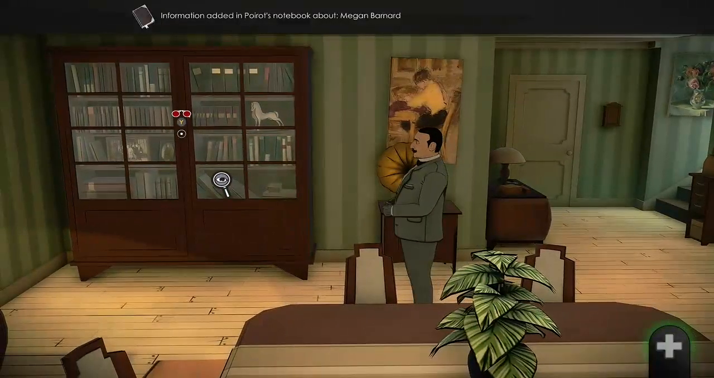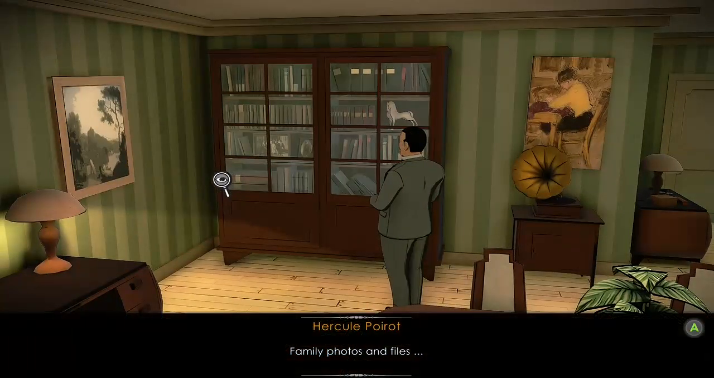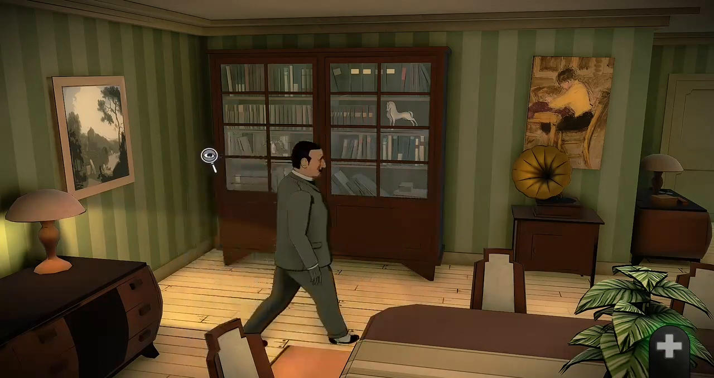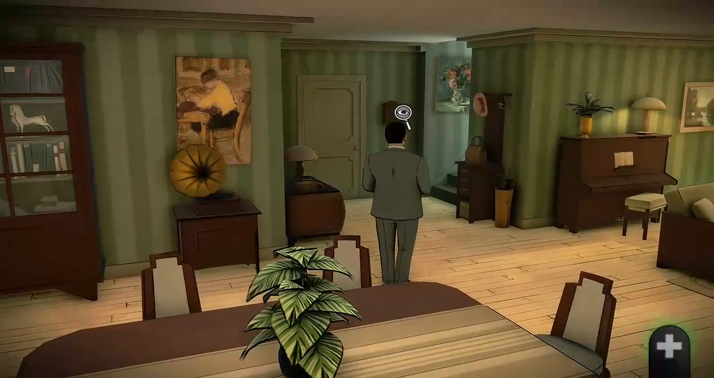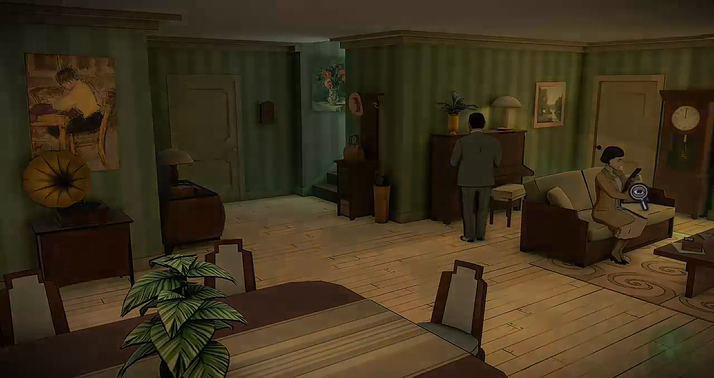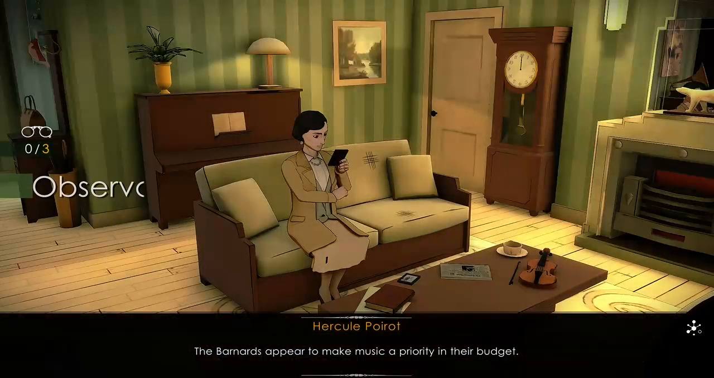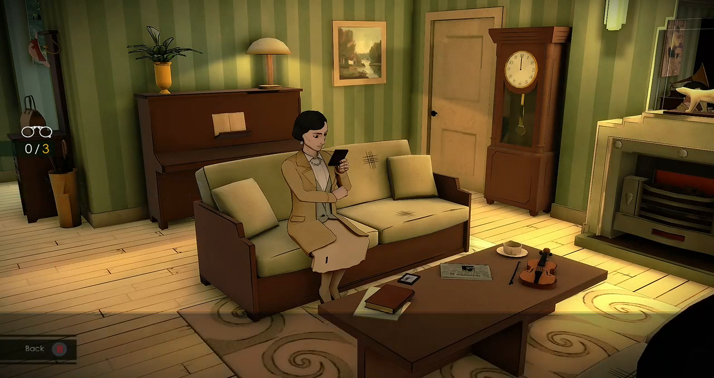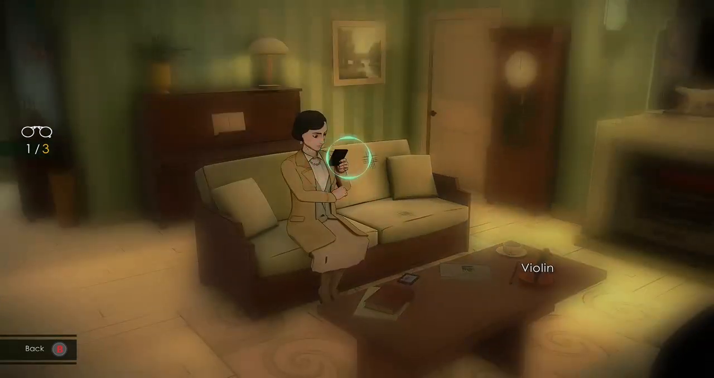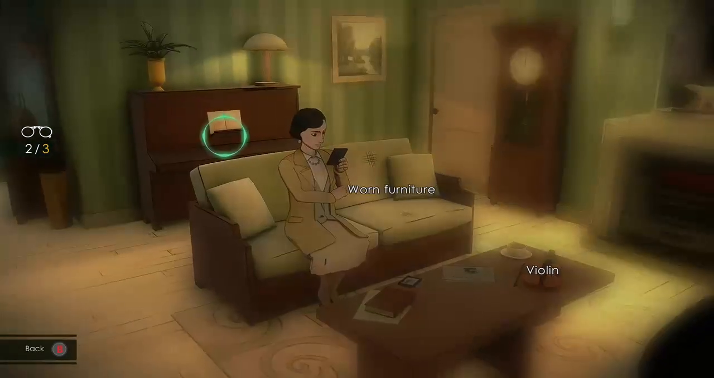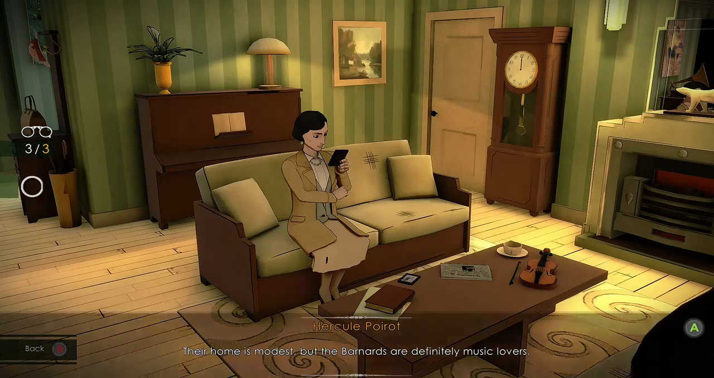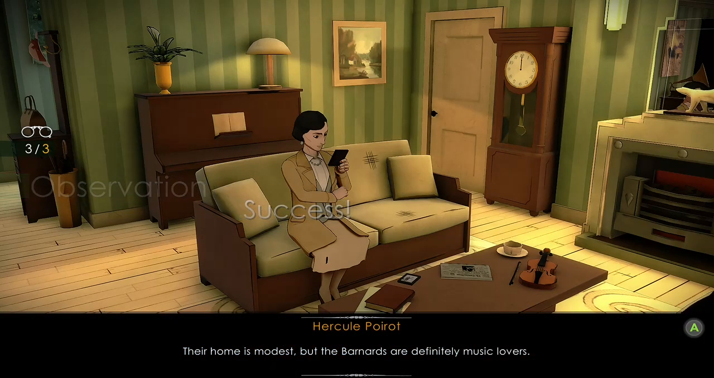Okay, so we'll speak to her in a moment. Family photos and files. Can't go nowhere there. That way. The Barnards appear to make music a priority in their budget. Right, let's show proof. Their home is modest, but the Barnards are definitely music lovers.